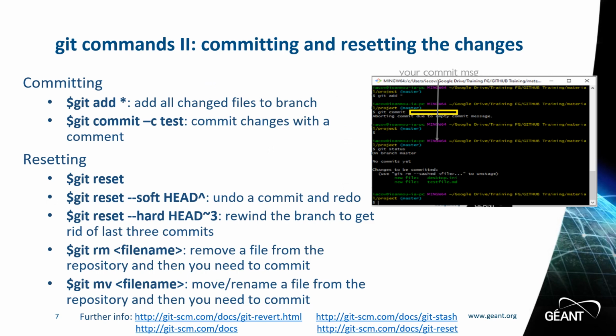In this slide, we show the commands for committing the created repository and resetting the changes in the repository. To commit the created repository, you need to execute the following commands: git add star for the files and git commit -c and the comment, of course, which is test. To reset the current head of the repository to a specific state in time, you need to execute the git reset command. The subcommands related to git reset are shown in the slide.